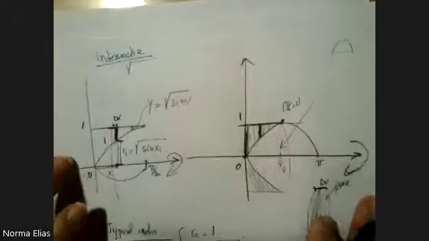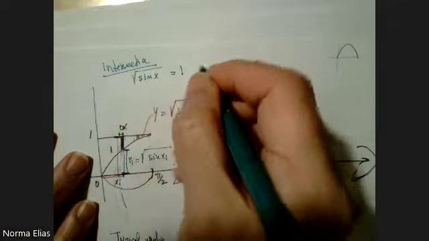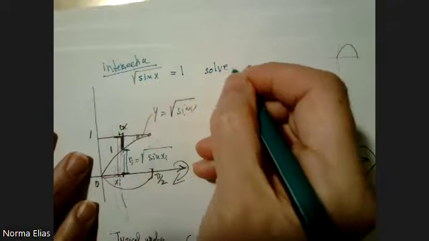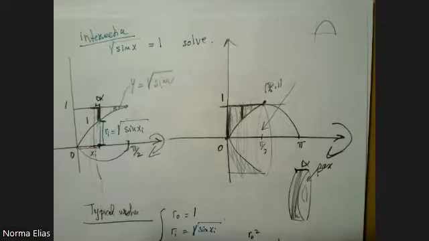Okay. How do we find the intersection? I have to set the square root of sine x equal to 1 and solve. Let me stop for a second to make sure you understand. Yes, I understand. And everybody else? That's how I got to pi over 2.